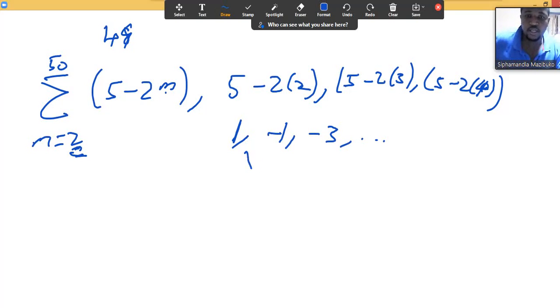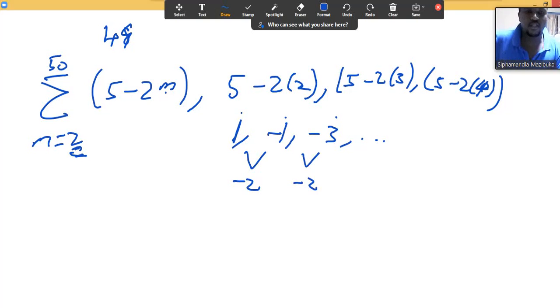Let's look at these terms and find the difference between the first, the second, and the third term. So how do we do that? Minus 1 minus 1 is minus 2, and minus 3 minus minus 1 gives us minus 2. So we know what the difference is. That is our difference.